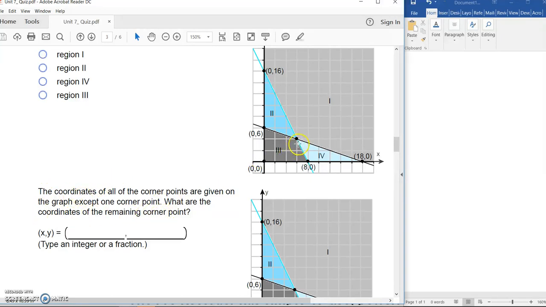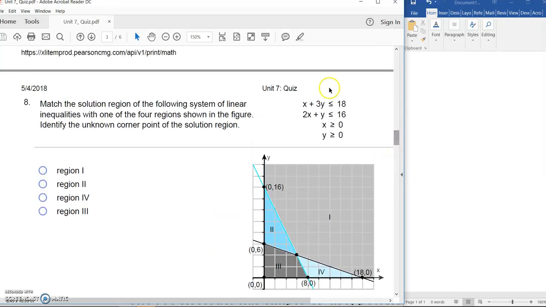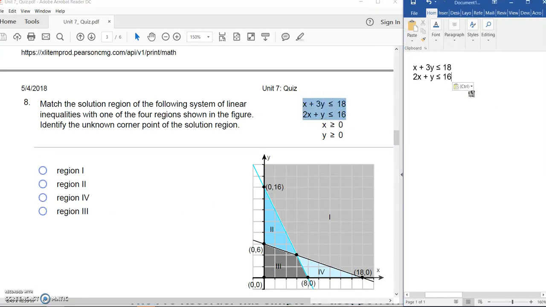So the remaining corner point is this intersection. So that's the intersecting point of the two lines. So we can find that by just solving these two. So we can just treat them as equations, as if they are equations, and then just solve them together. And the solution to the system would be that corner point. Okay. So this second equation, let me use substitution here.